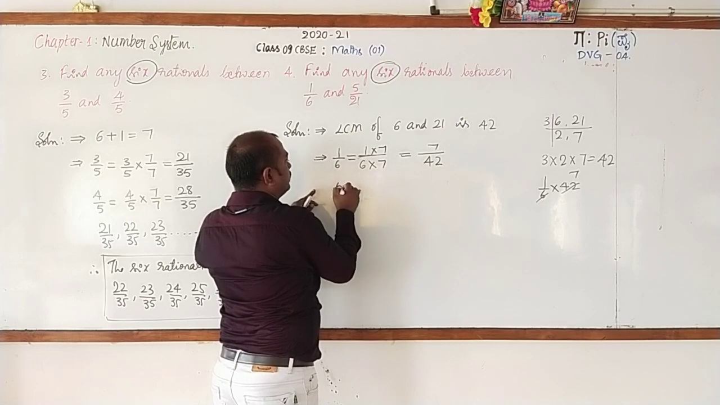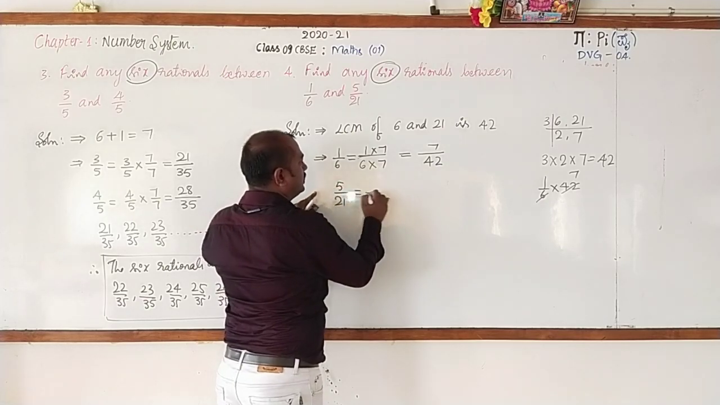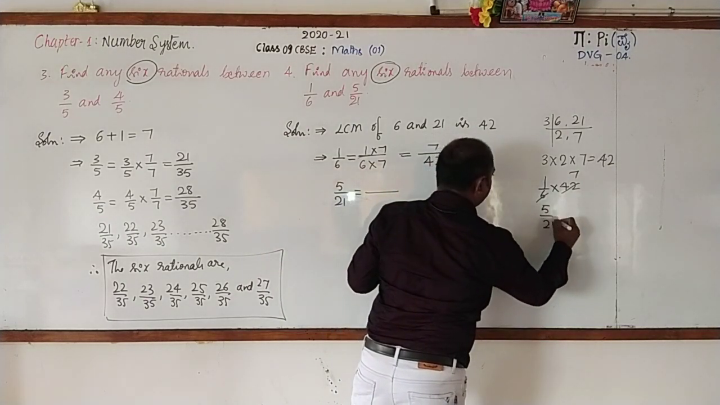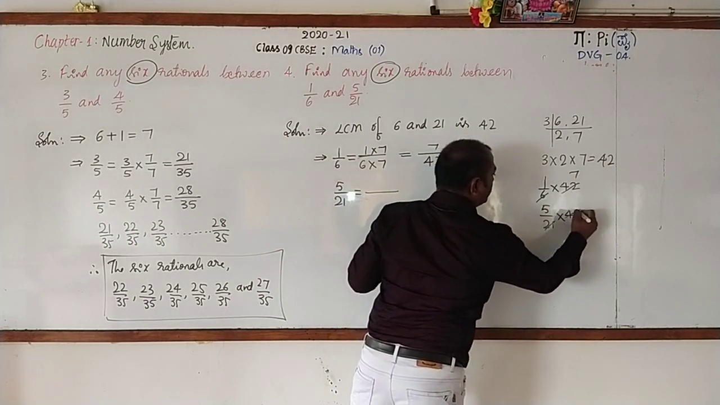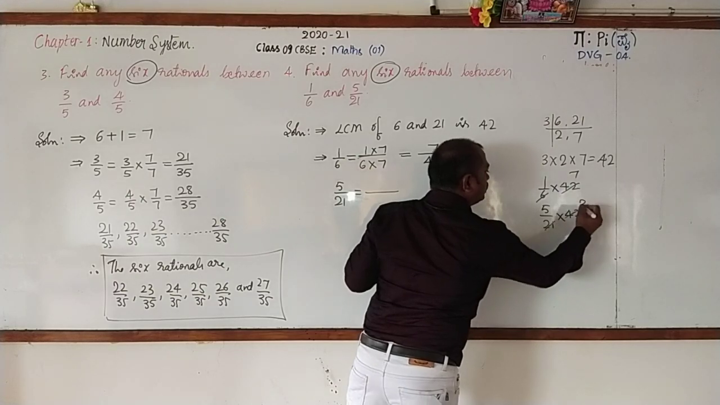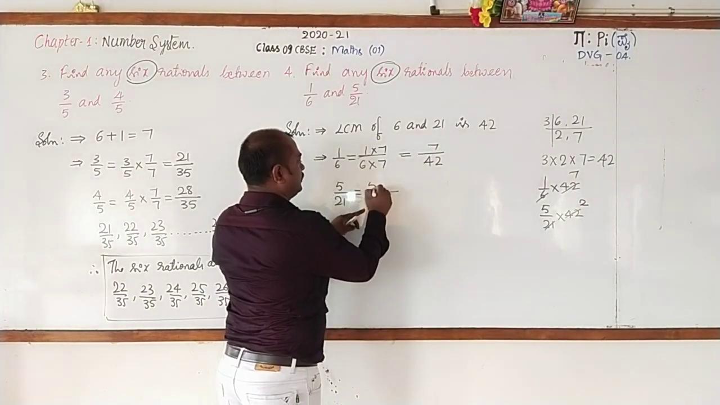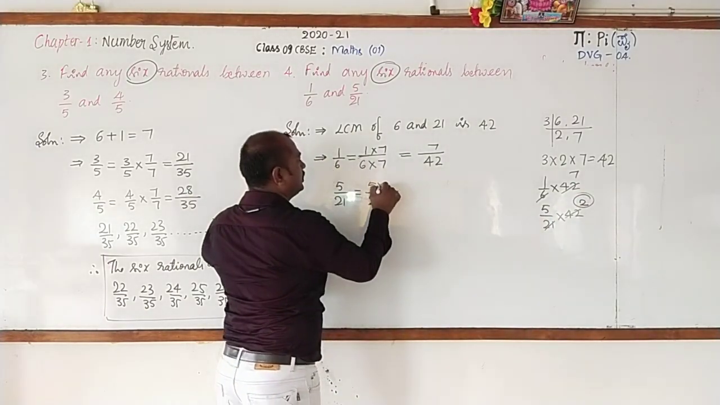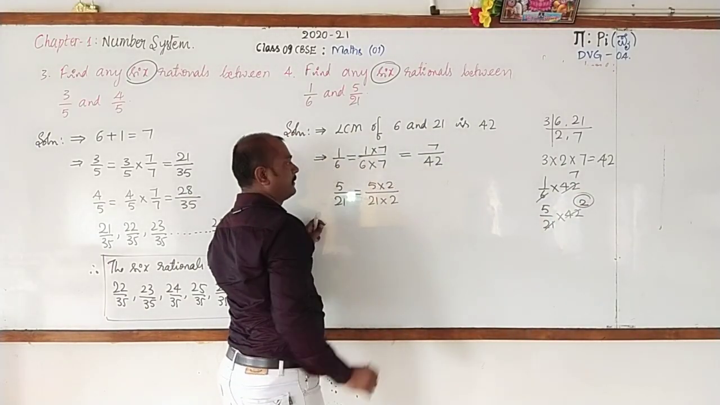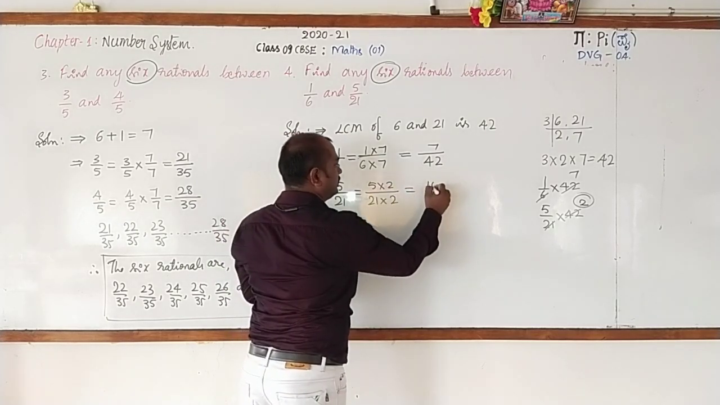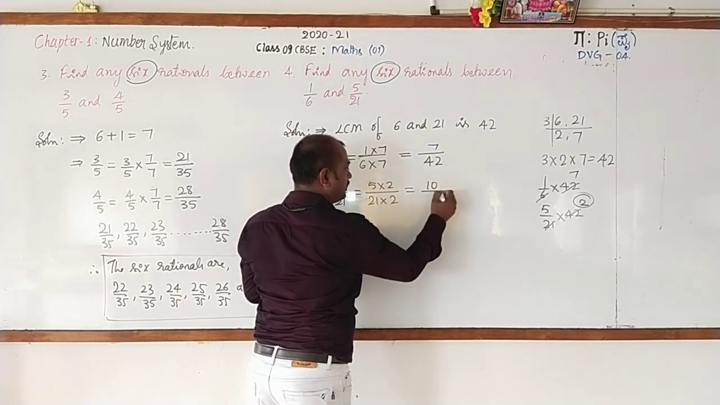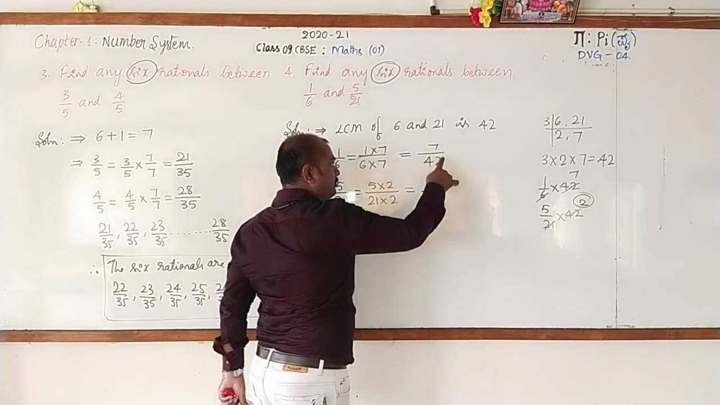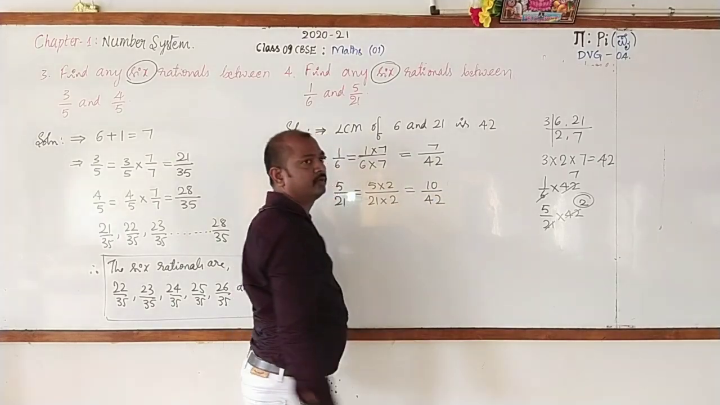I'll go for the next one, 5 by 21. It's equal to, again, you can go for writing 5 by 21 into 42. 21 ones are 21, 21 twos are 42. Here I'll write 5 by 21, multiply this 2 to the numerator and denominator. It's equal to what? 5 twos are 10. Then 21 twos are 42. Here we have 7 by 42, 10 by 42.